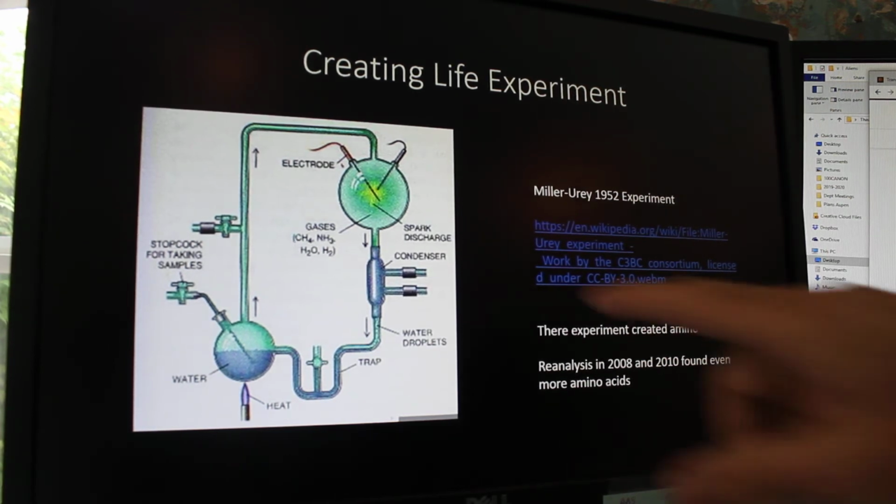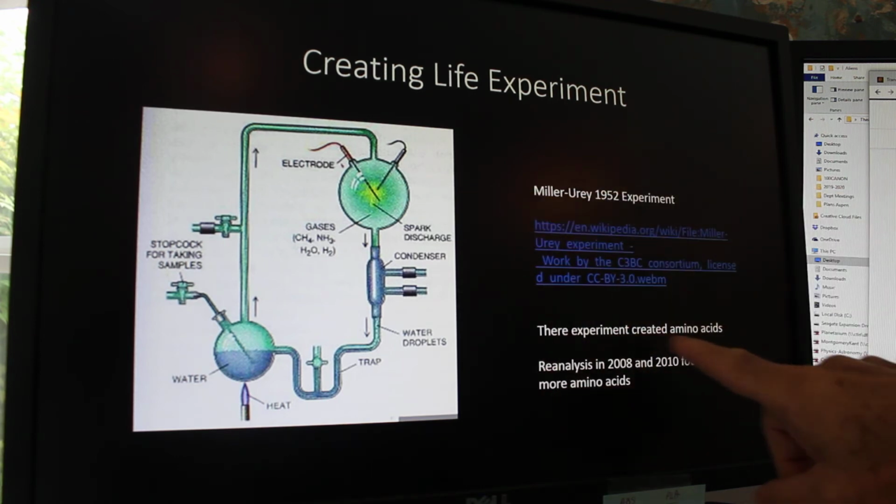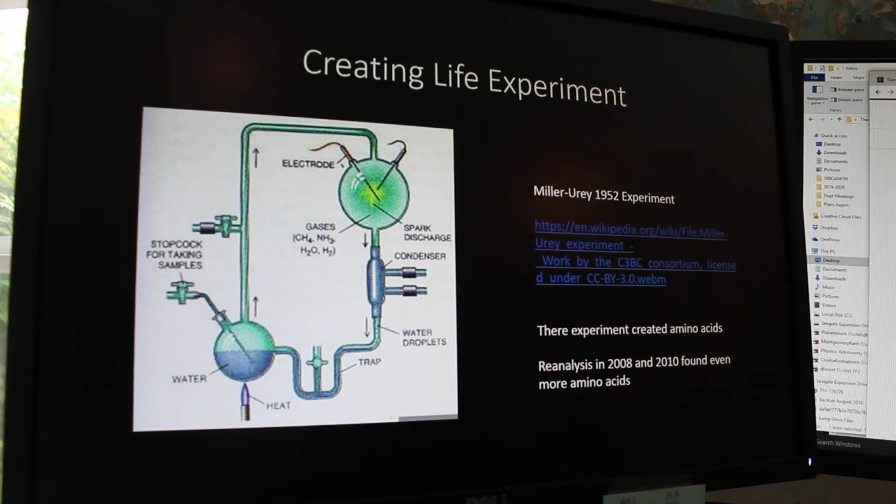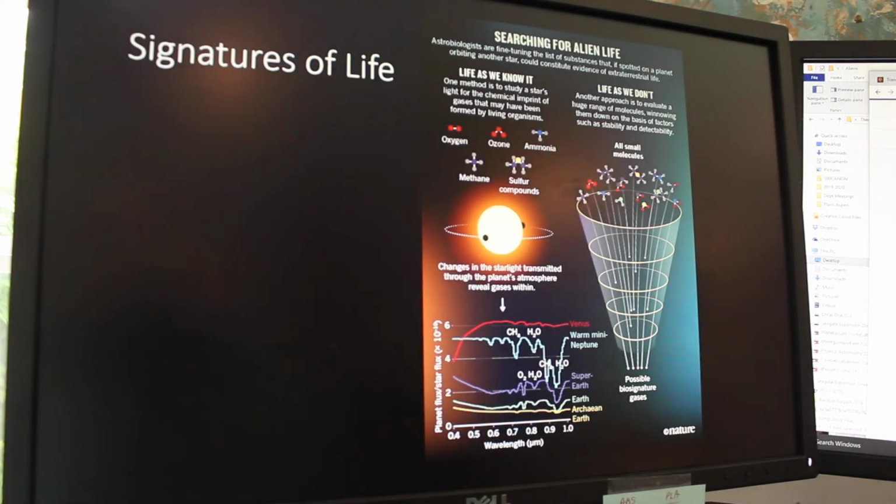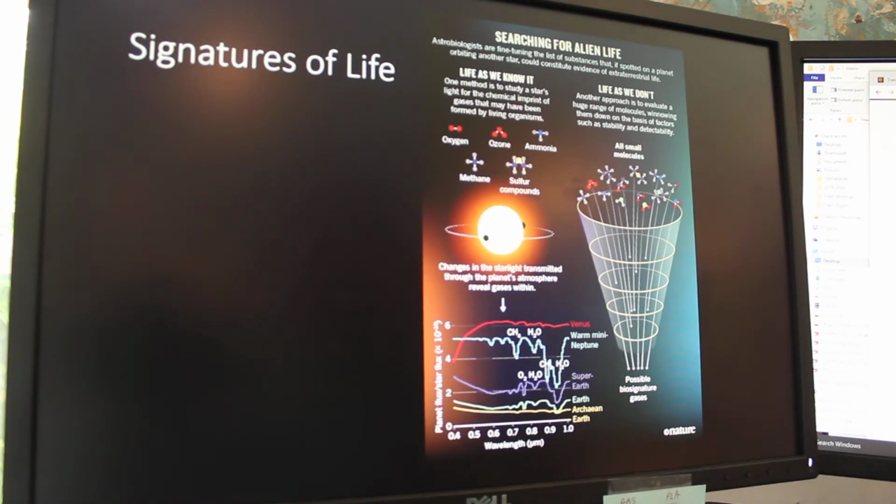So we know if you get the right conditions, you're going to create the right kind of molecules. Does that mean it's life? No, and nobody knows exactly how you really create that spark of life.